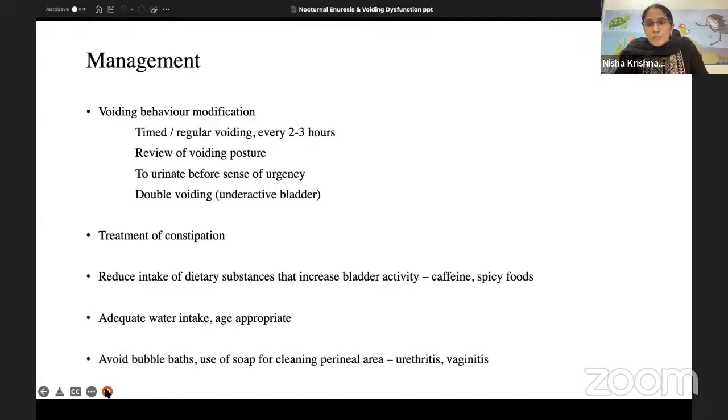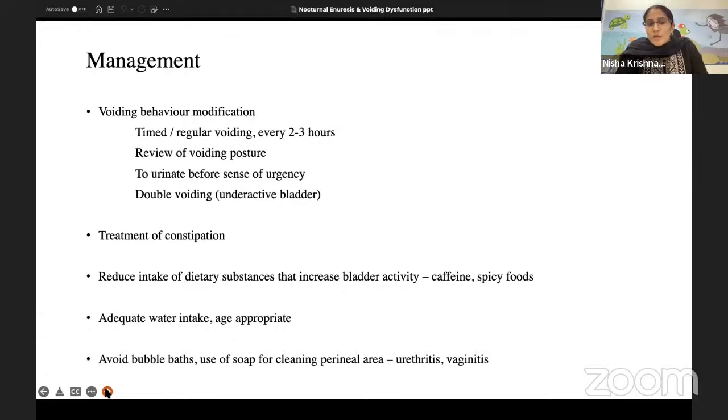Children must be taught the importance to not wait till the last minute before they pass urine, and that they should go when they start feeling a sense or a desire to void. And in certain conditions like the underactive bladder, where we're expecting that the bladder muscles are too weak to contract by themselves, they may actually benefit by something called double voiding, in which we ask the child to pass urine, then again in a few minutes to again sit and pass urine so that we void to completion.